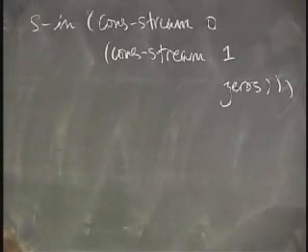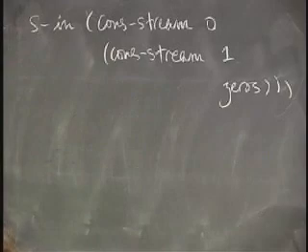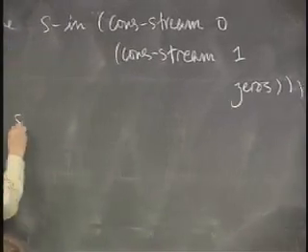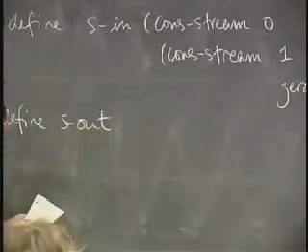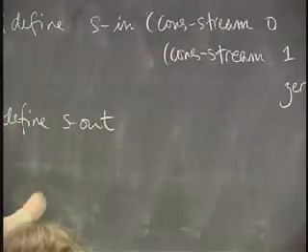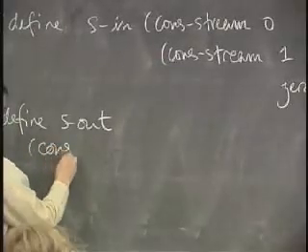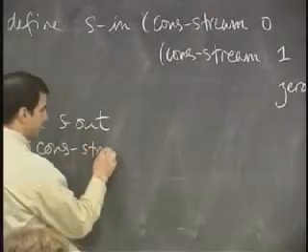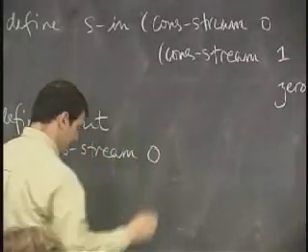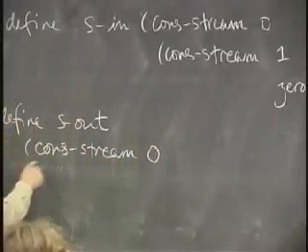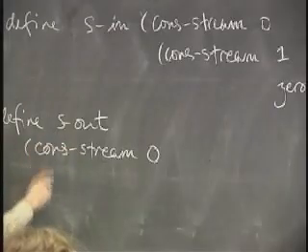And we want to compute the output. That will be as follows. The stream out will be... now you might ask why I'm doing cons stream of 0 there. I'll get to that in a second.